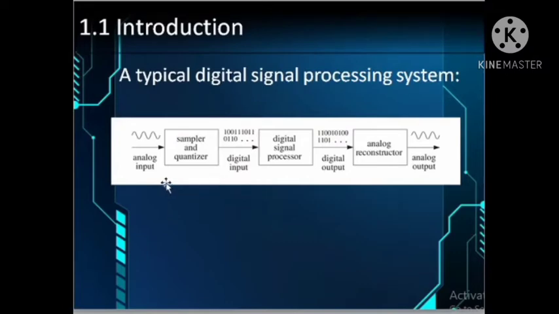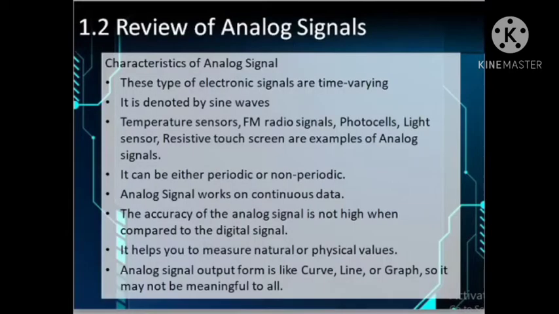So this picture is a typical digital signal processing system. It is like converting an analog to digital and digital to analog. So, we're done with that. Let's move on and review the analog signals.